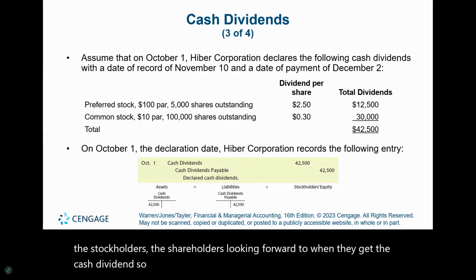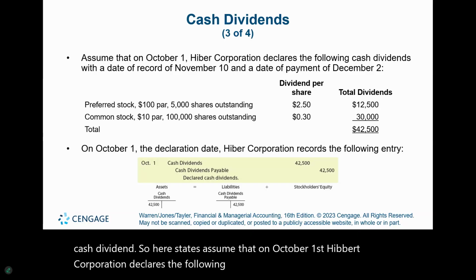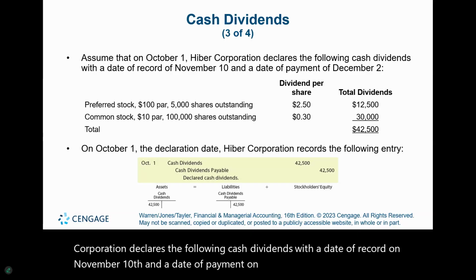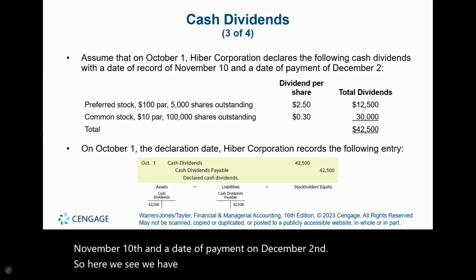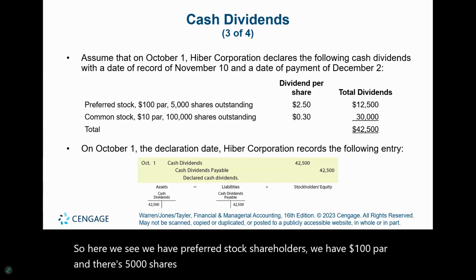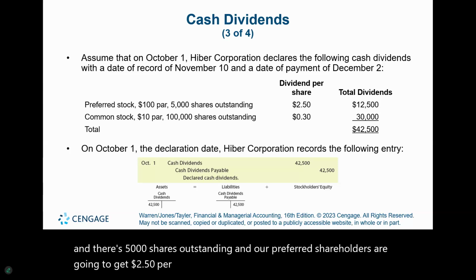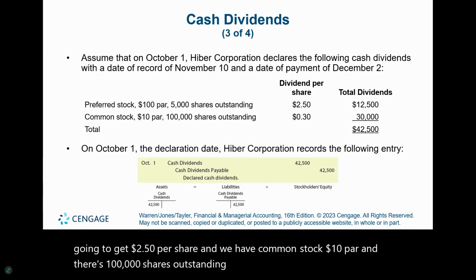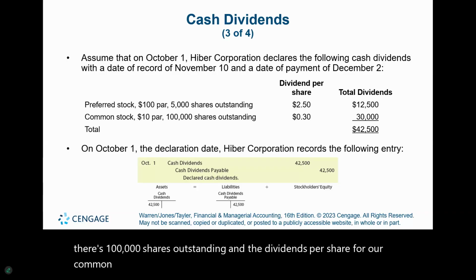So here it states, assume that on October 1st, Haber Corporation declares the following cash dividends with a date of record on November 10th and a date of payment on December 2nd. Here we see we have preferred stock shareholders, $100 par, and there are 5,000 shares outstanding. Our preferred shareholders are going to get $2.50 per share. And we have common stock, $10 par, and there are 100,000 shares outstanding. The dividends per share for our common stockholders is 30 cents per share.